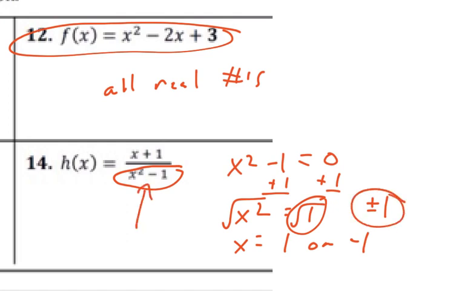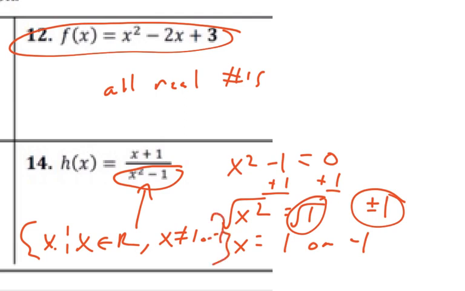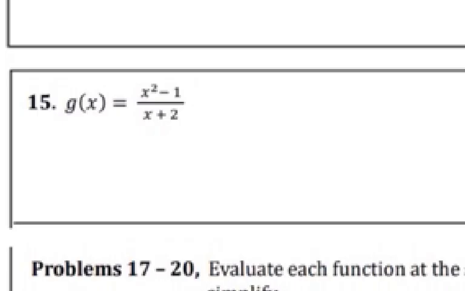So therefore, this one is all x such that x is an element of all real numbers, but x cannot equal 1 or negative 1. That would be the set builder notation. Or you could simply say x cannot equal plus or minus 1. That should be acceptable as well. But again, talk to your teacher about whether you have to use set builder notation. So right here I would just say x not equal to plus or minus 1. That should work. All right, let's look at 15.